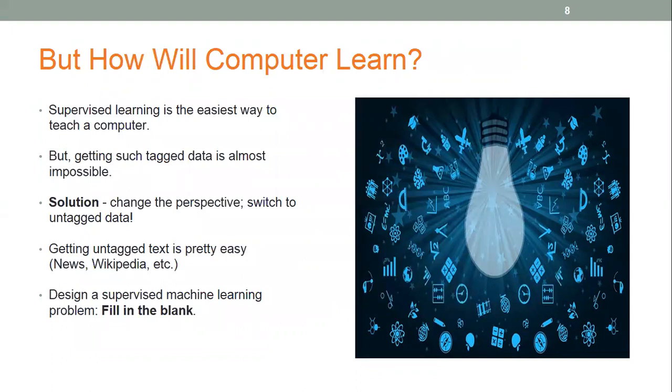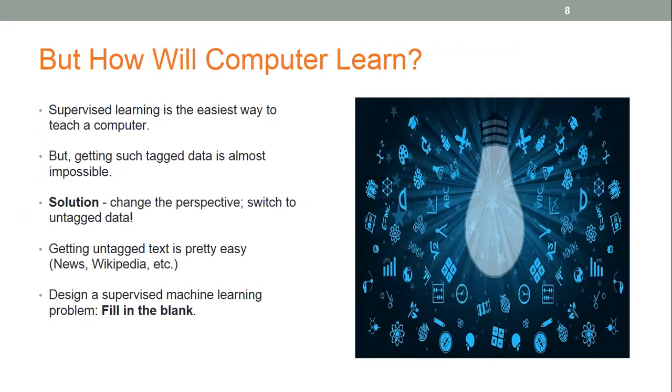But in the case of word representations, we have no such data available. We cannot handcraft such things for, say, 100,000 tokens or 100,000 words together. Hard coding and handcrafting these things is not easy, so getting tagged data is almost impossible in that case. So the solution is to change the perspective and switch to untagged data.